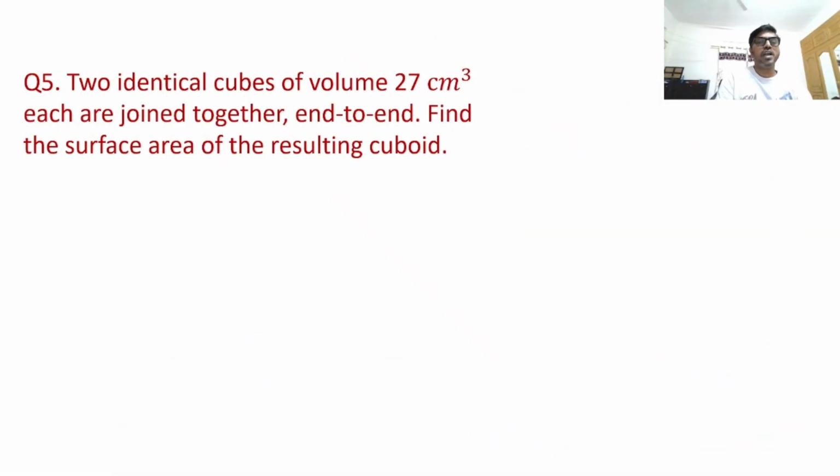Alright students, welcome back to important questions in surface areas and volumes. This is question number 5. Let's read the question. Two identical cubes of volume 27 centimeter cube each are joined together end to end. Find the surface area of the resulting cuboid.